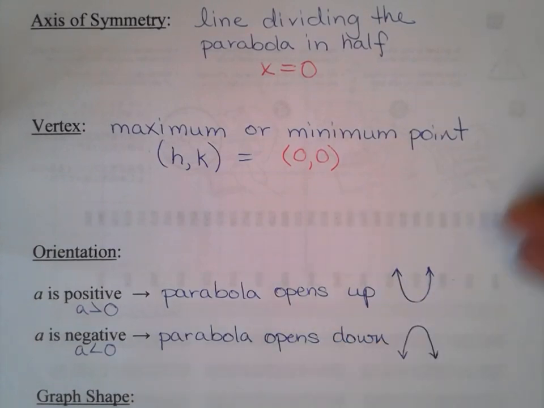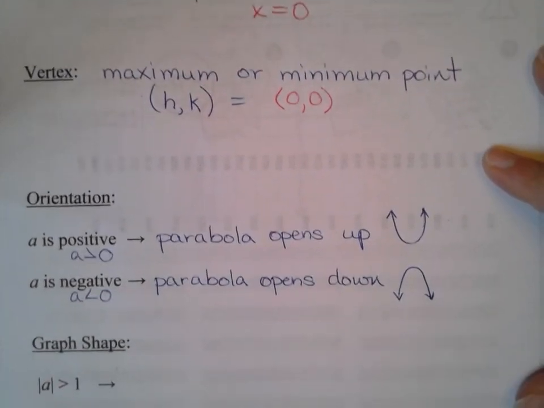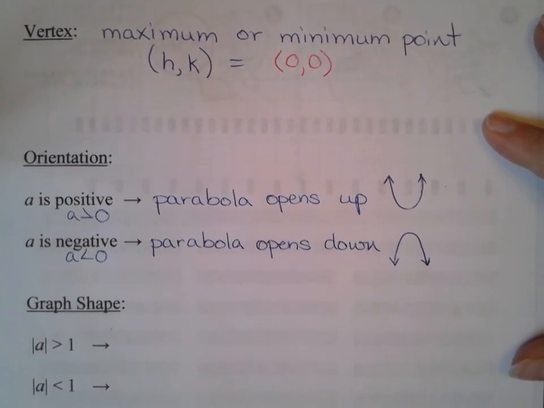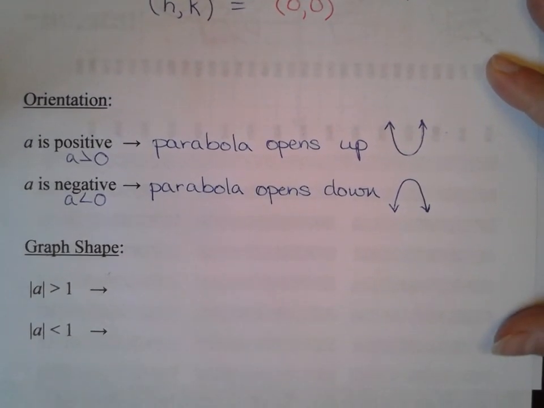We've taken the parabola shape and reflected it over the x-axis. So now the vertex becomes a maximum point. A can do two things. It can talk about the orientation, and it can also affect the shape.